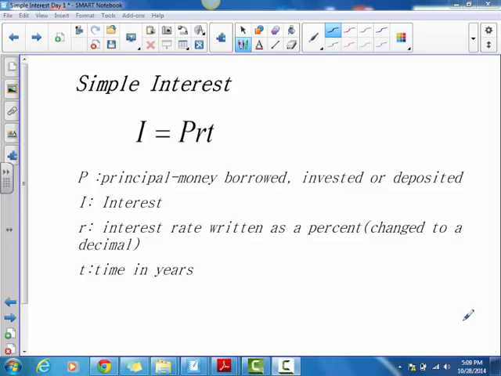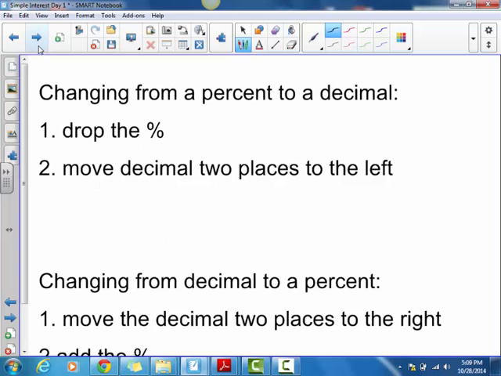Simple interest. P is principal, money borrowed, invested, or deposited. R is a rate, usually a percent changed to a decimal. Time is in years. I equals PRT. Changing from a percent to a decimal, we drop the percent sign and we move the decimal 2 places to the left.